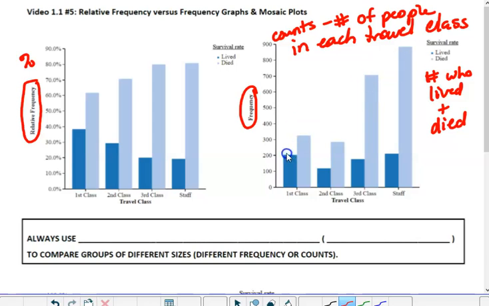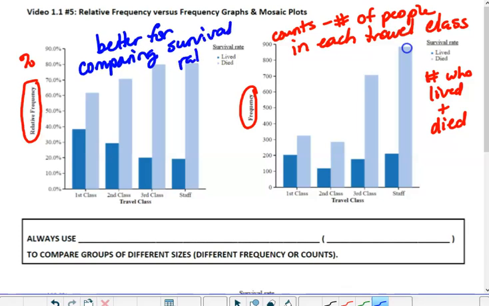Like here, it looks like there's a little over 500 total people in first class, but in staff, there's like 1,100 people total. So there's just so many more people in staff that it's hard to make a good comparison. So I'm going to write, this is better for comparing survival rates. This tells us the number who lived and died, but the other one's better for comparing.